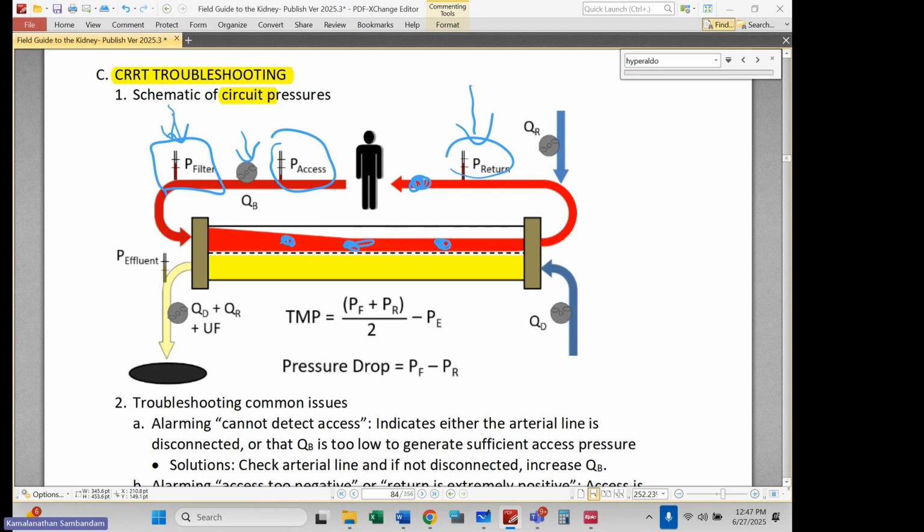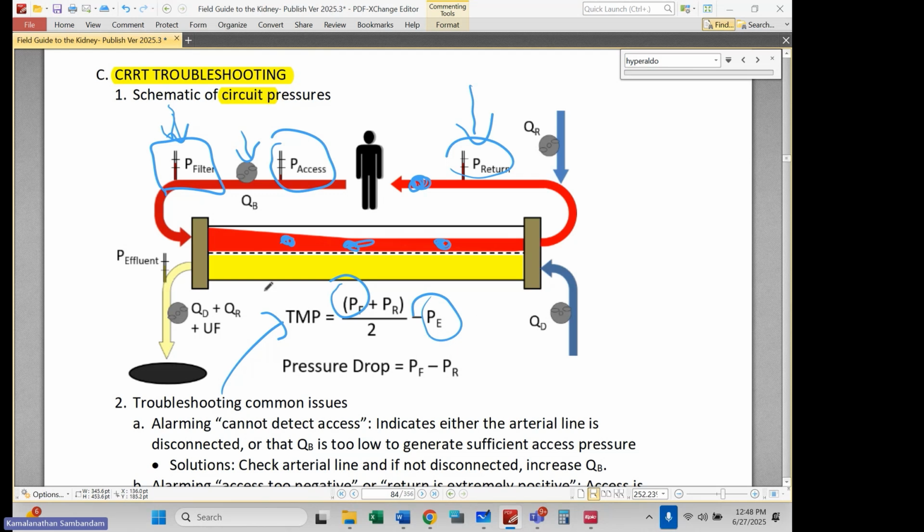In reality, nursing focuses too much on TMP, a calculated value. The problem with TMP is it's really not directly or solely influenced by my filter pressure. You can see that my filter pressure does inform my TMP. But what else informs my TMP is my replacement fluid flow rates.